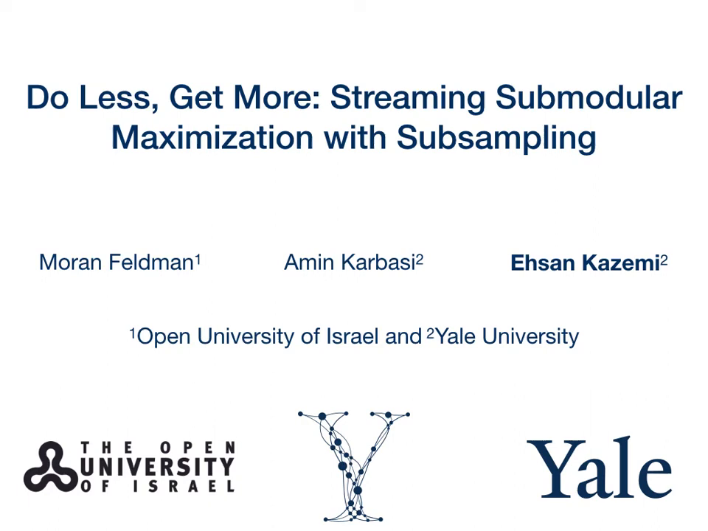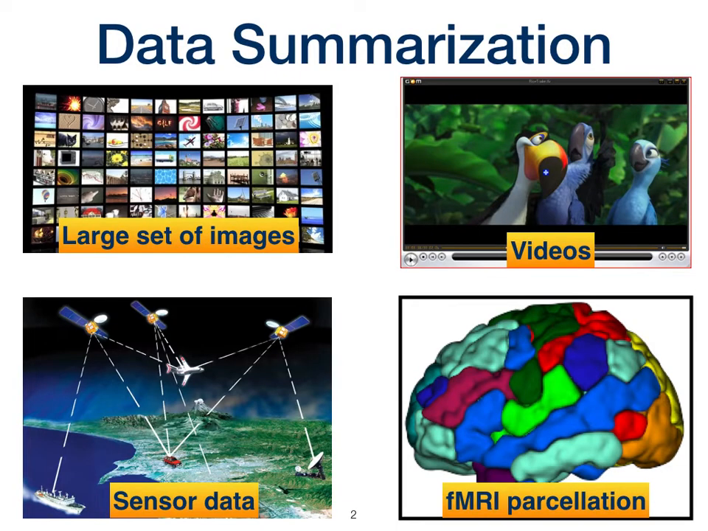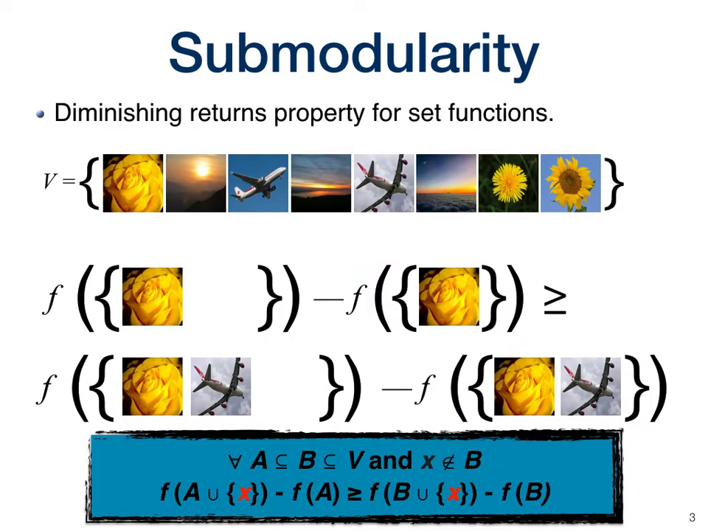In this talk, we will study the problem of maximizing a submodular function in a streaming setting. Submodular functions are an important class of discrete functions with many applications, including image summarization, video summarization and fMRI parcellation. Intuitively, a submodular function is a function that obeys the diminishing returns property. In words, the marginal contribution of adding an element to a set diminishes as the set becomes larger and larger.